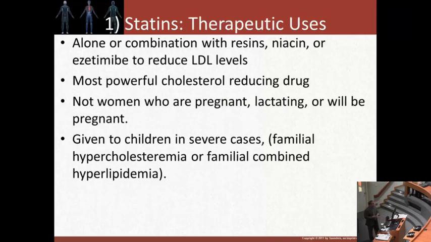So how do we use them? Well, we can use them alone. Actually, by themselves, they're quite efficient at lowering cholesterol and managing patients that have evidence of atherosclerotic lesions as well as hypertension. You can also combine them with some of the other drugs within this presentation we'll talk about. And as of right now, statins are essentially the most powerful cholesterol-reducing agent on the market.